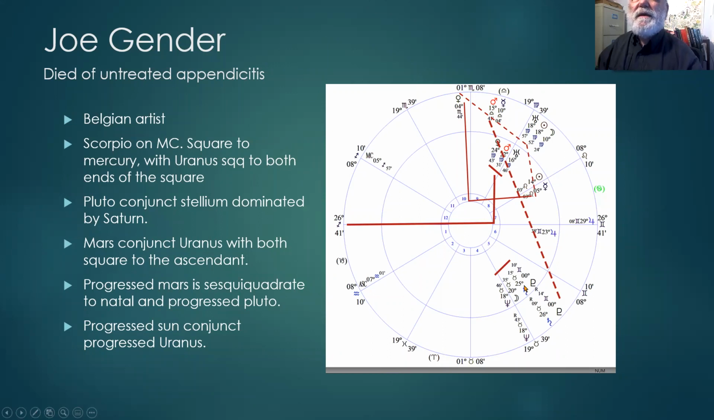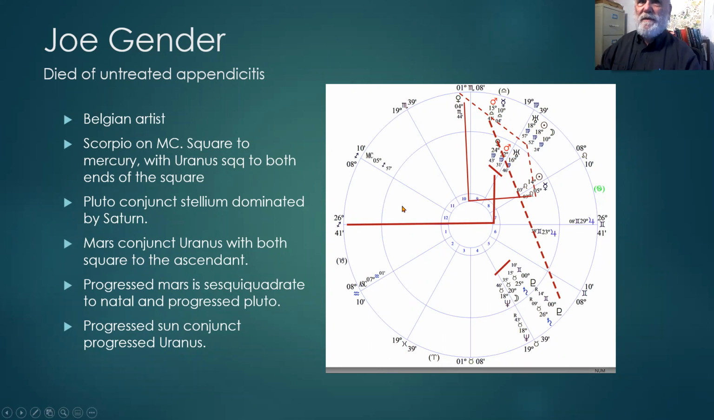Pluto is in the stellium, and it's conjunct Saturn, right? The malefic conjuncting the ruler of Scorpio. Okay. And Mars is conjunct Uranus. That's Mars, co-ruler of Scorpio, conjunct Uranus, discordant.